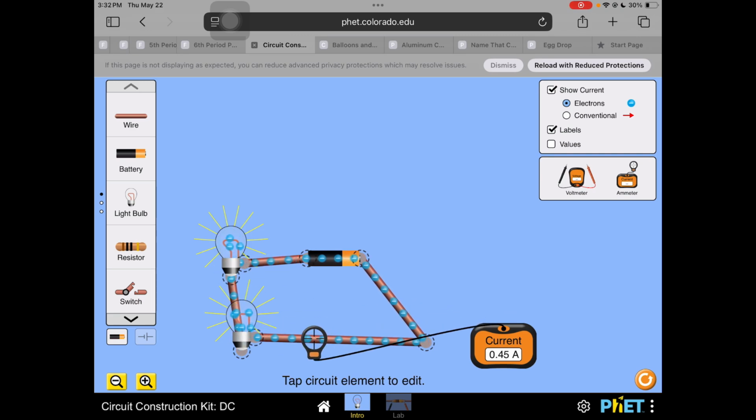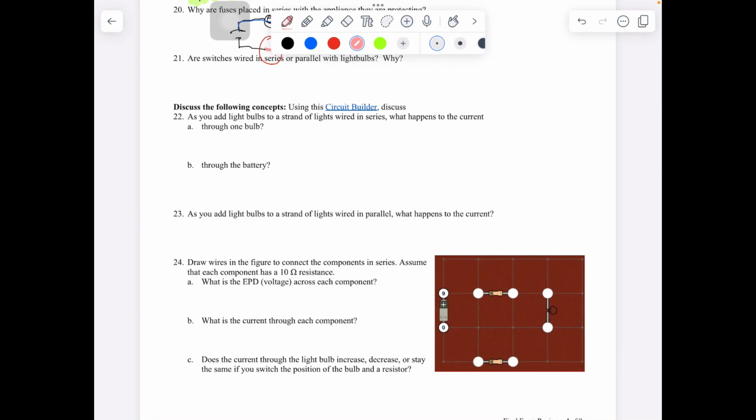It has decreased. So if we look back, as you add light bulbs to a strand of lights wired in series, what happens to the current? Well, through one bulb, it decreases. You have increased the overall resistance of the circuit. Using V equals IR, voltage is determined by the battery. You've increased the resistance, so the current must decrease. Through the battery, it's still going to decrease. Current is the same everywhere in a series circuit, so the current through the battery is also decreasing.